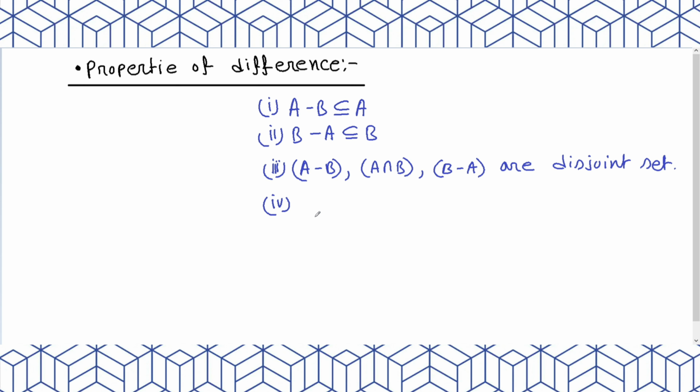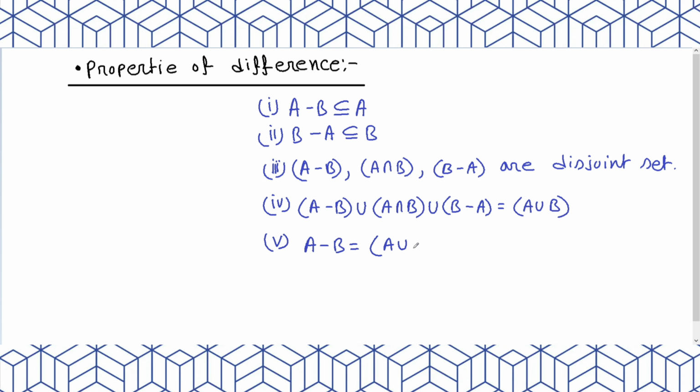Fourth, the union of A minus B, A intersection B and B minus A is A union B. Next, A minus B can be written as A union B minus B, or A minus A intersection B also.